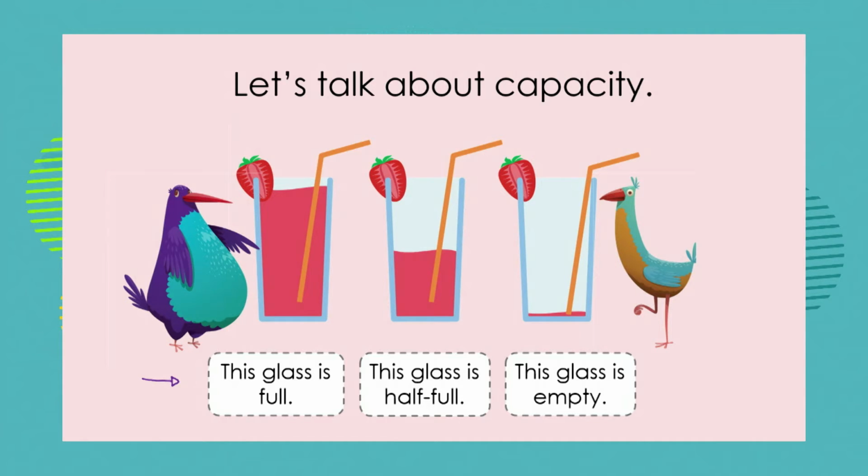This glass is full. So if we have a look at the strawberry juice, we can see that this glass is full all the way to the top. So there is a lot of liquid in this glass. If we have a look at the next one, this glass is half full. So when you look at the picture, you can see that this glass has liquid that only goes up to halfway. So we say that it is half full.